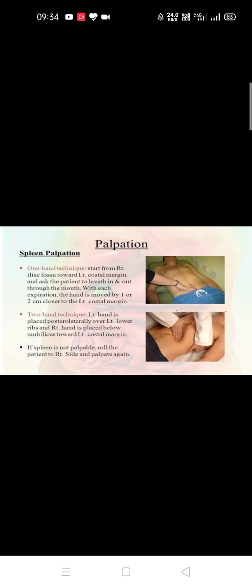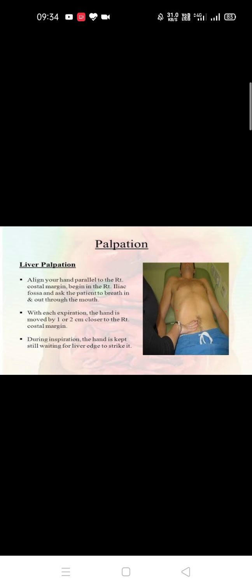The spleen is also the same process. For palpation of the spleen, you have two techniques: first the one hand technique and second the two hand technique. You have to see if it's palpable, then palpable, if not then not. But normally the spleen is not palpable. So these were all about the abdomen. First you will see the shape, then size, then scars, ascites, bowel sounds, palpation of liver and spleen, then tenderness on palpation, then percussion. All this you will assess in the abdomen.